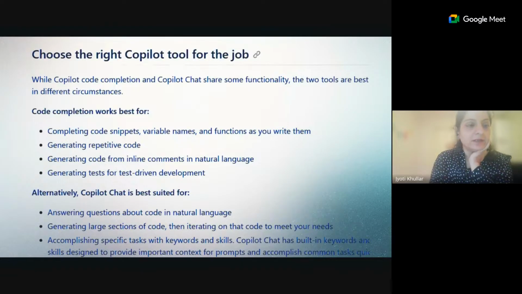All right, let's move on. Code completion works best for completing code snippets. So, like I said, the title should be different, and the statement line where we are starting the difference should also be very clear that we are going to talk about the difference between the two tools, like where one thing is working best.